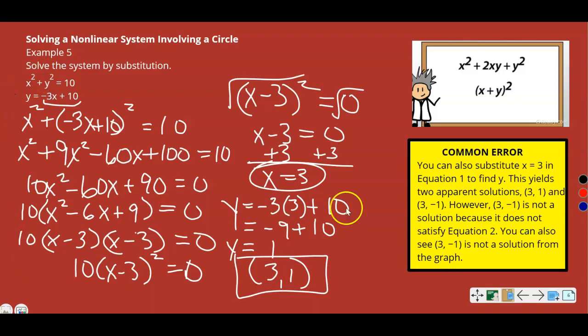All right, you can see here a common error. If you substitute the 3 into your first equation, into the circle equation, you're going to get 2 apparent solutions. But when you plug it into the second equation, it doesn't work. And if you use the graph to verify that, you can see on the graph that there is only one true solution to this system.